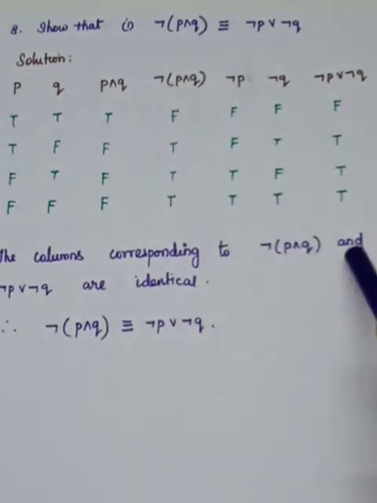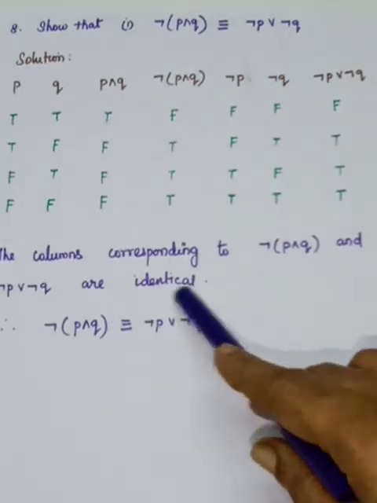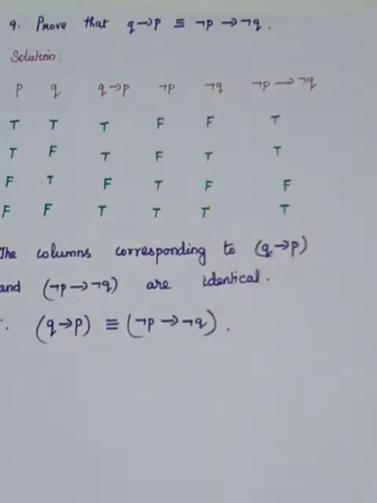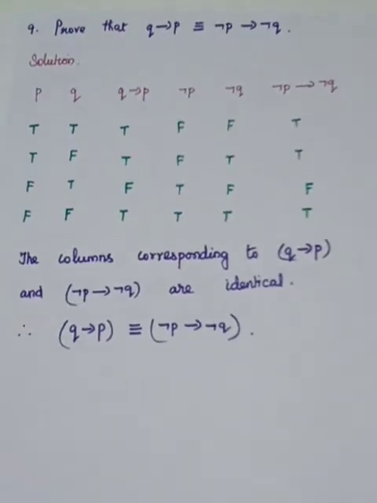The 4th column and the 6th column corresponding to this are identical. So therefore the statements are logically equivalent. In the same way, we have to proceed with the 9th problem. Prove that Q implies P is logically equivalent to negation P implies negation Q.